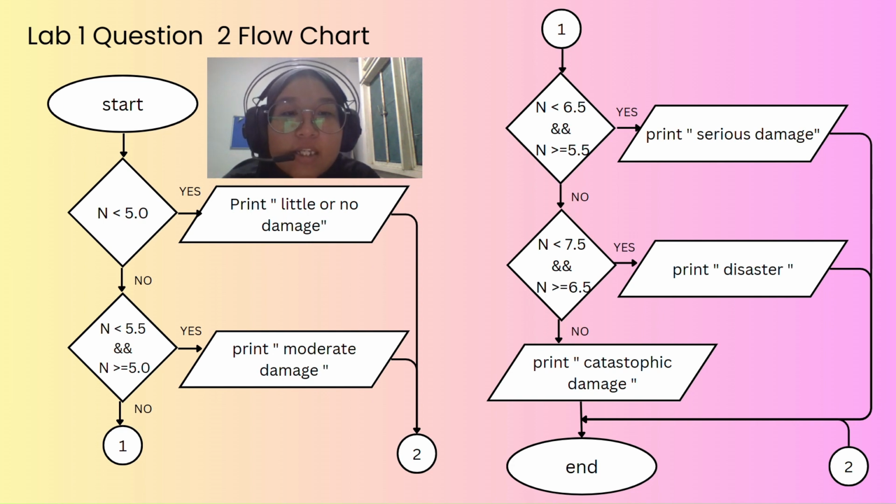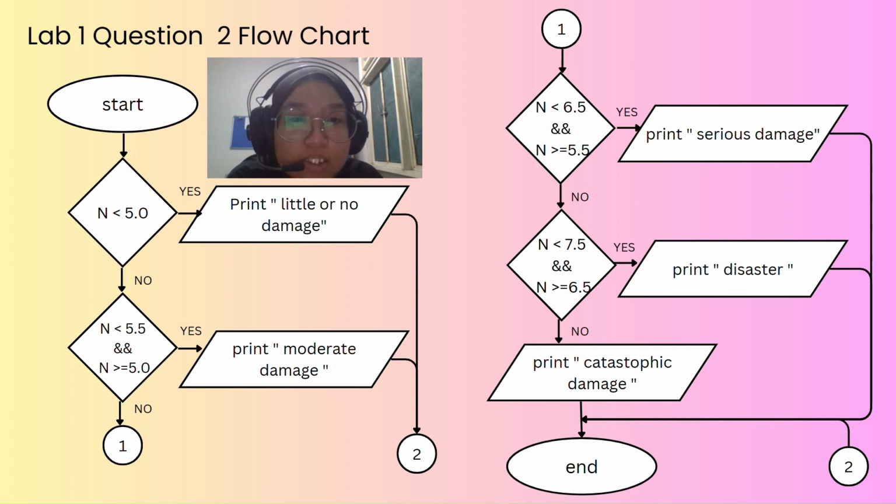We go to the other side here. I'm sorry for the weird elbow line connector. I don't know what happened, but so if N is less than 6.5 and N is more or equal to 5.5, yes, it will print serious damage and straight away connected to the end program. If no, we go to the second. It goes to the other decision, which is N less than 7.5 and N is more or equal to 6.5.